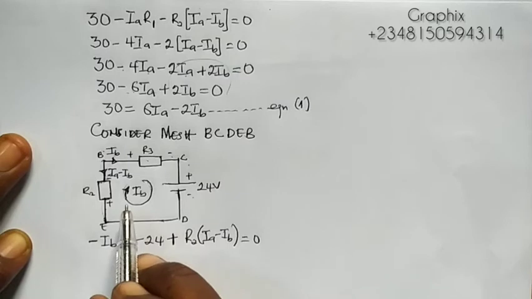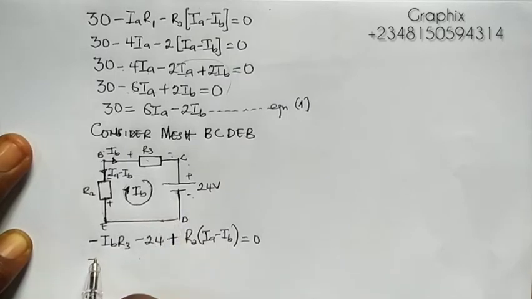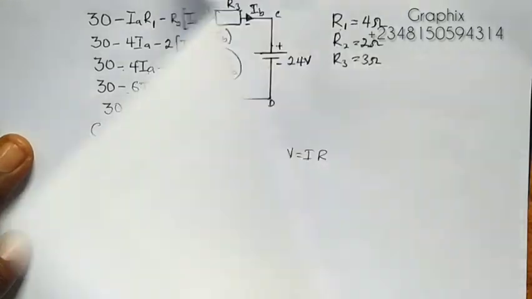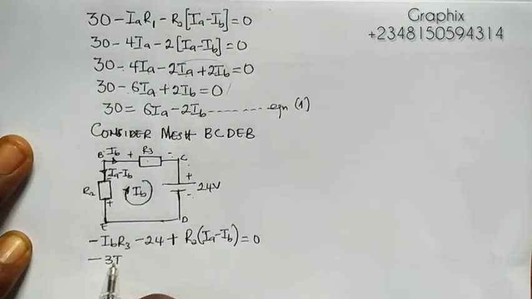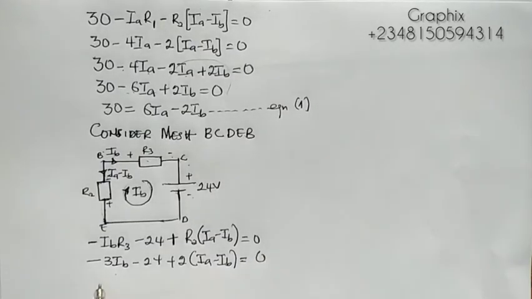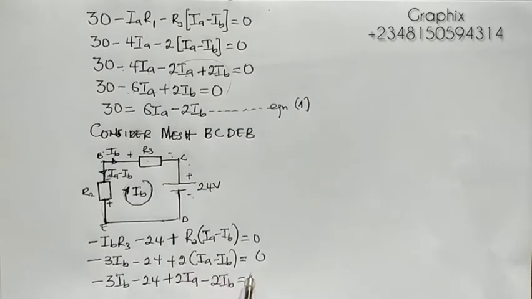Now from here we know that my R2 is 2 and my R3 is 3. So I'll have minus 3IB minus 24 plus 2 into bracket IA minus IB equals 0. If I open the bracket, I'll have minus 3IB minus 24, plus 2IA, and 2 times IB gives minus 2IB, equals 0. Now if I collect like terms, I have IB here and IB here.